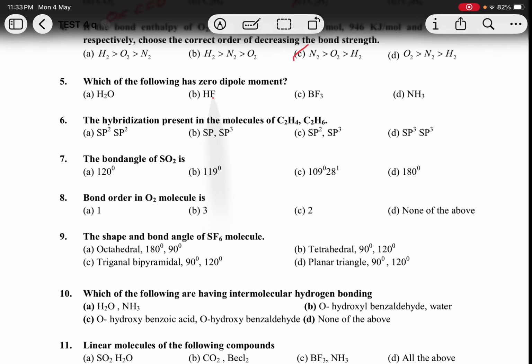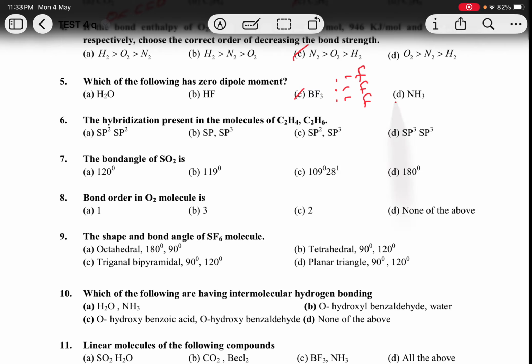Next, HF, fluorine belongs to the 7th group. Among 7 valence electrons, 1 electron is bonded with hydrogen. It contains 3 lone pairs of electrons. So it also has a certain dipole moment. Next, BF3, boron belongs to the 3rd group. So these 3 valence electrons bond with 3 fluorine atoms. So it does not have any lone pair of electrons. So BF3 undergoes sp2 hybridization. It has a trigonal planar structure. So it has regular geometry. So its dipole moment is 0.